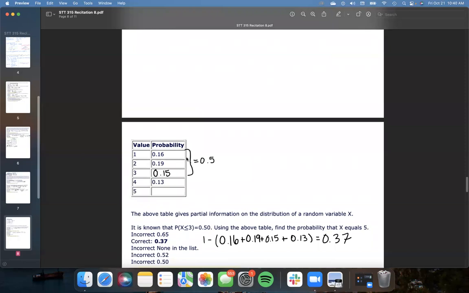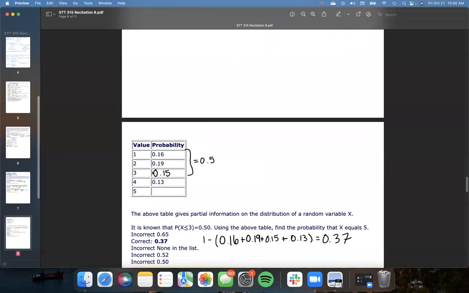So here we were given that the probability that X is less than or equal to 3 is 0.5. So that means when you add up all of these three values, they should equal 0.5. To find this missing value for 3, I'm going to do 0.5 minus 0.16 minus 0.19, and that'll give me 0.15.